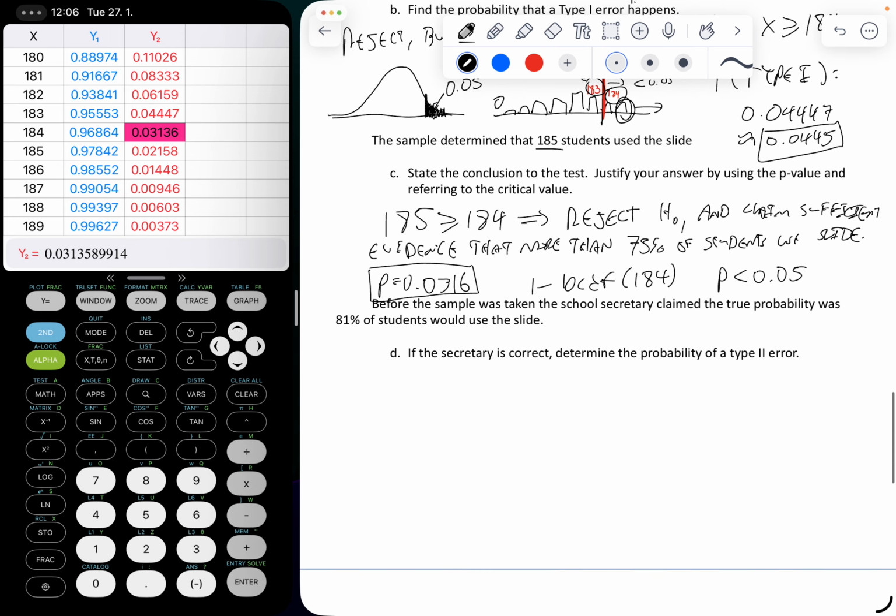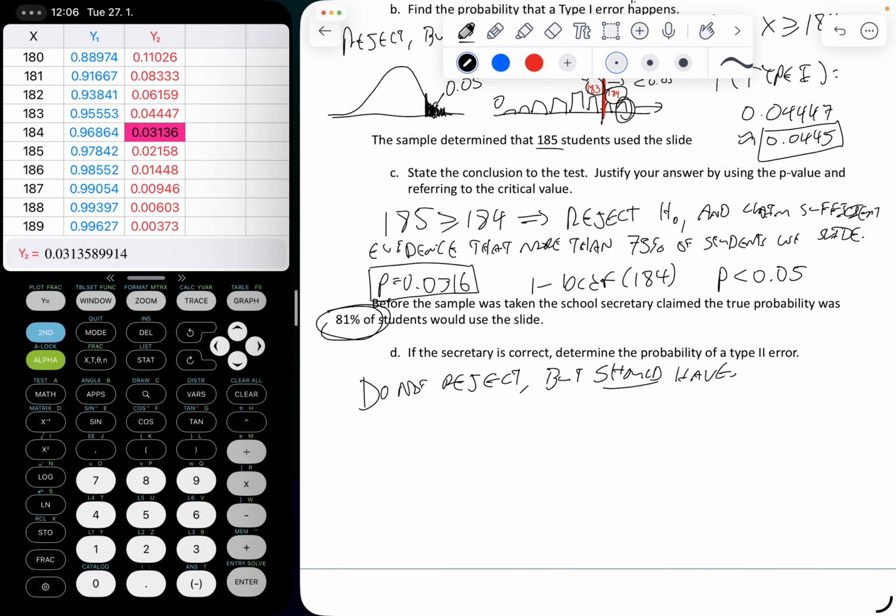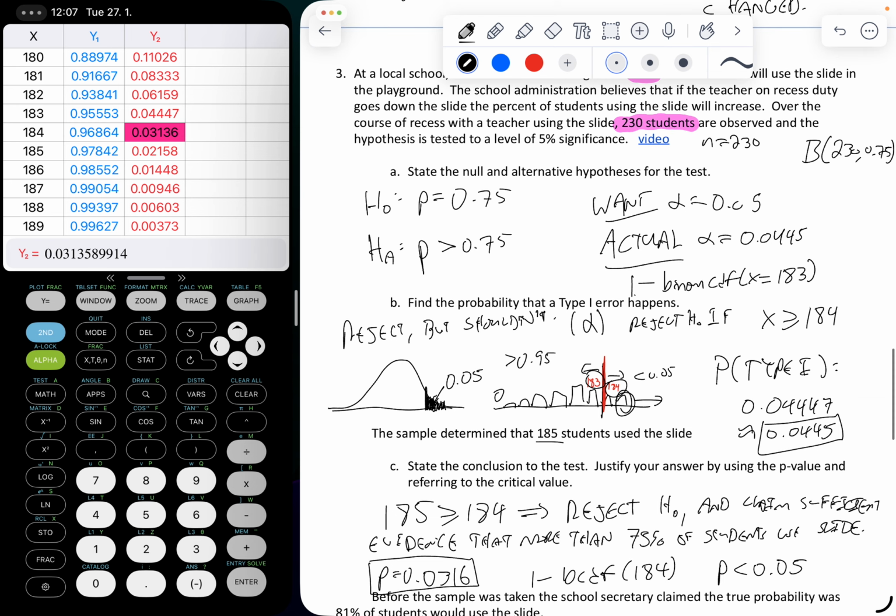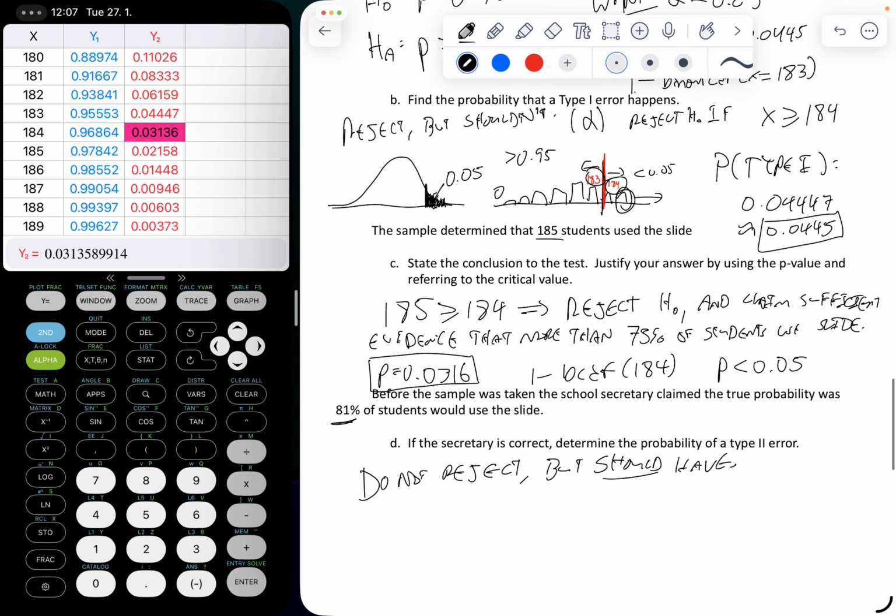So now we get into some type 2 error. Remember, type 2 error means that we do not reject, but we should have. And so they'll always tell you an actual answer, right? So before the sample was taken, the school secretary claimed the true probability was 81%. So we're operating with the wrong information. We're dealing with a 0.75, but it actually should be 81%.